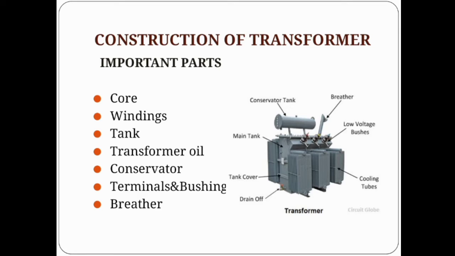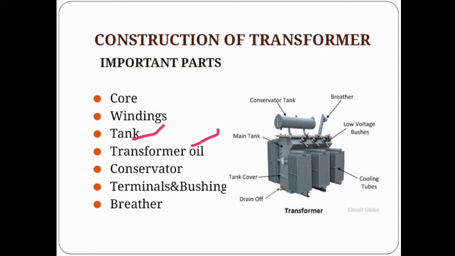The tank is what holds the total equipment of the transformer. The next one is transformer oil. Transformer oil serves two purposes in the transformer: first, it is used for insulation, and second, it is used for cooling. So it serves as an insulator and as a coolant.